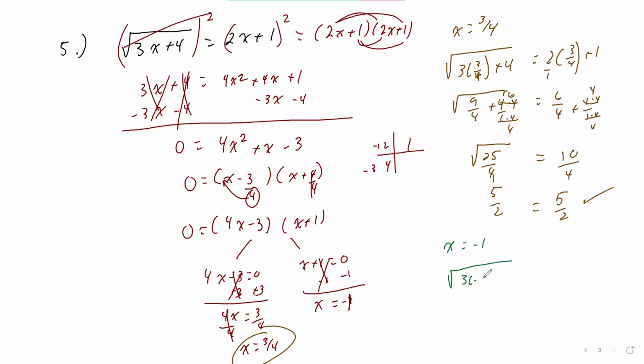3 times -1 plus 4 equals 2 times -1 plus 1. 3 times -1 is -3 plus 4 is 1. Square root of 1 does give me 1. 2 times -1 is -2. -2 plus 1 is -1. Not true. So only 3/4 would be my answer.